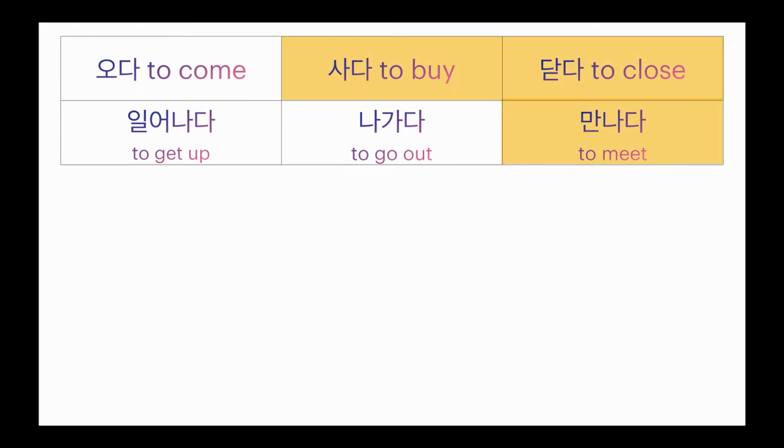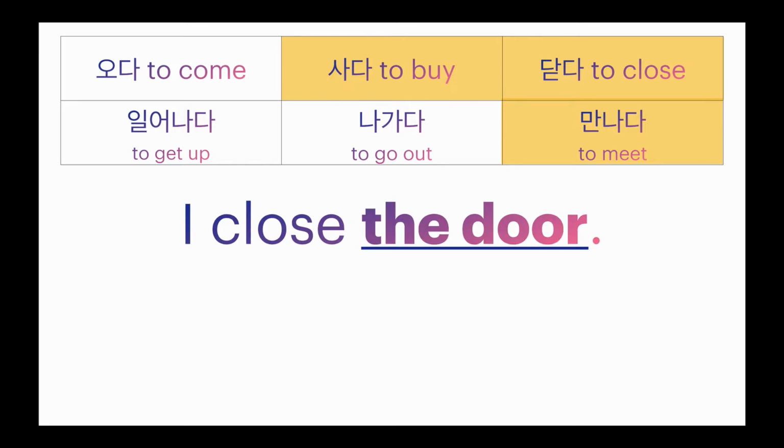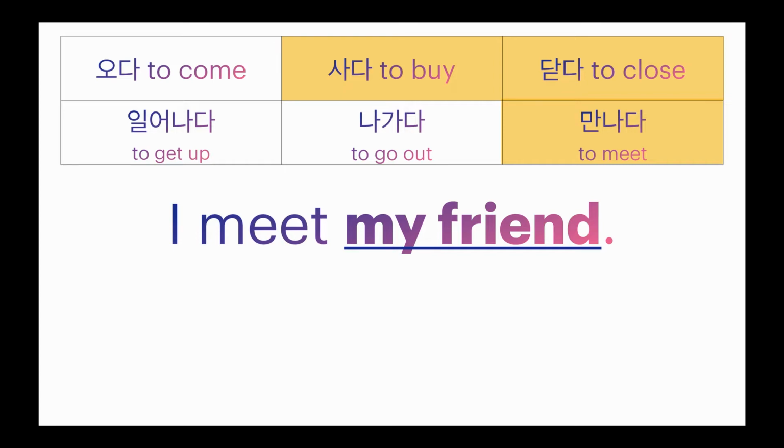Now let's look at these 3 right here. These 3 are actually a little bit awkward in English without some sort of object in the sentence. Like if you just hear, I buy, I close, I meet. It's a little bit awkward without an object. Like it would be much more natural to say, I buy snacks, I close the door. I meet my friend.